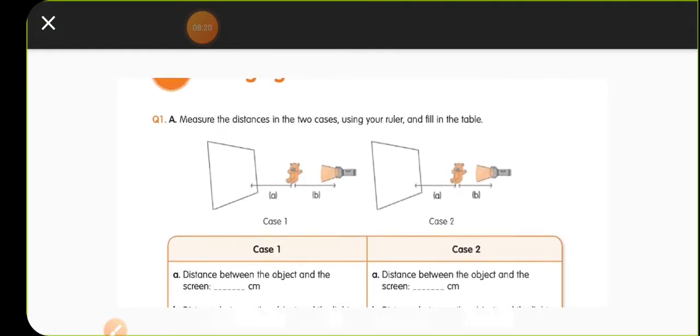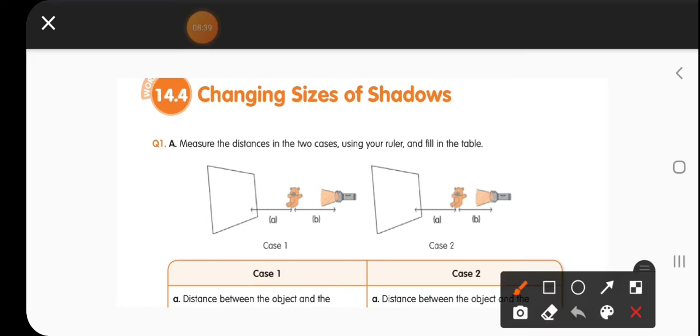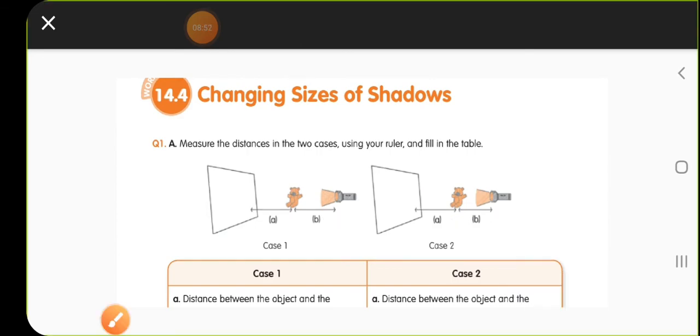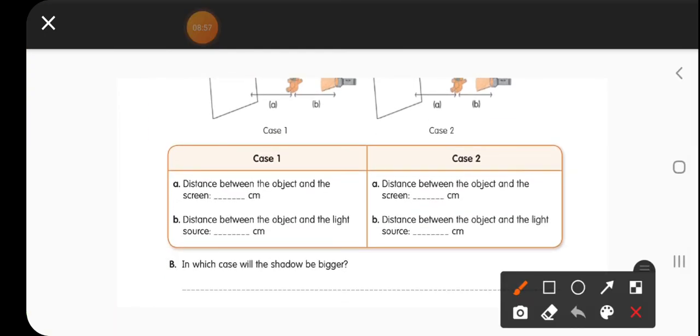In this worksheet part, at first if you take the first question, that is, measure the distances in the two cases. So two different cases were given to you. In the first case the distance between the object and the light source is a little bigger, in the second case it is smaller. So now they are asking you to measure the distances in both cases with the help of a ruler and fill the table. After measuring the distance you have to fill the table. You have to do this on your own with the help of a scale.